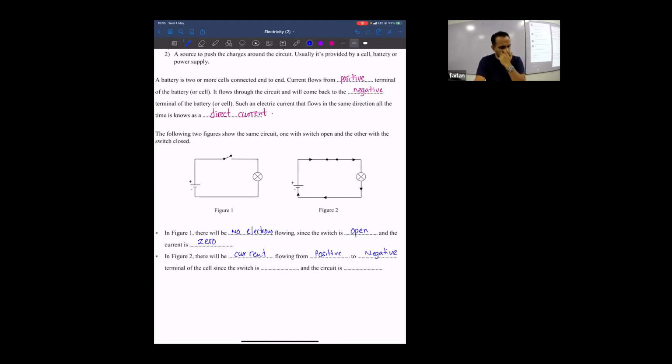Terminal of the cell, since the switch is closed and the circuit is complete. In figure 2, there will be current flowing from the positive to the negative terminal of the cell since the switch is closed and the circuit is complete.